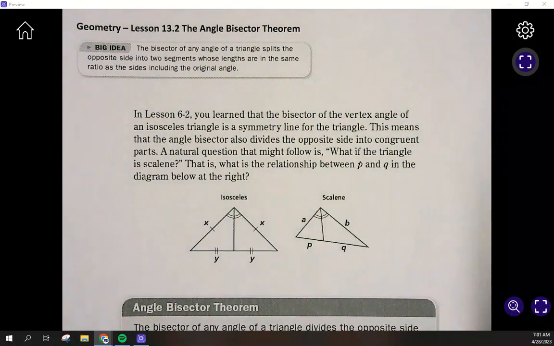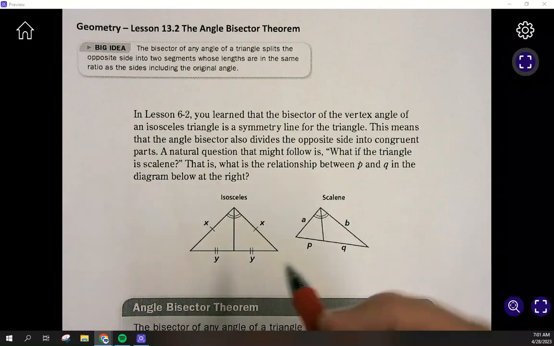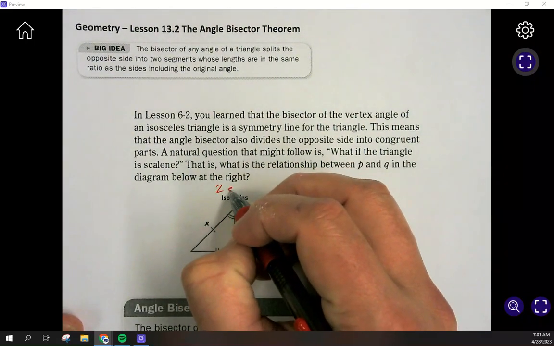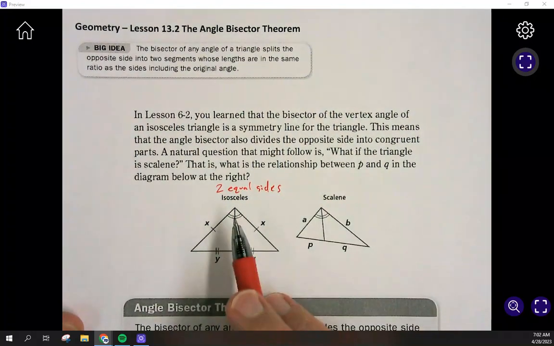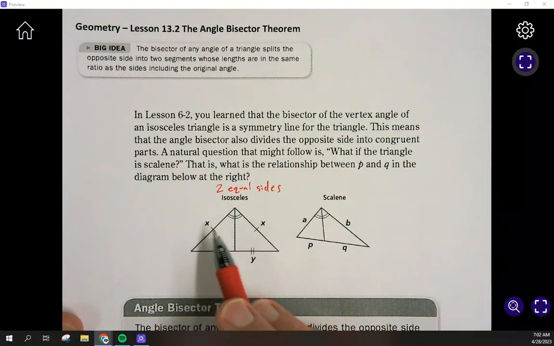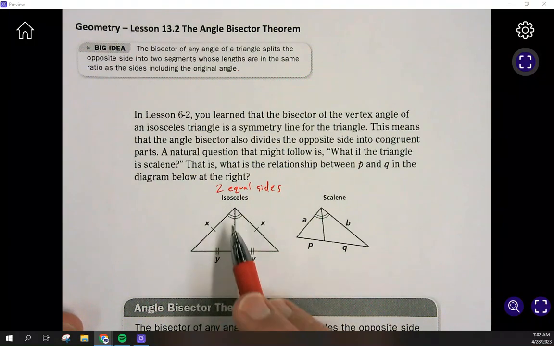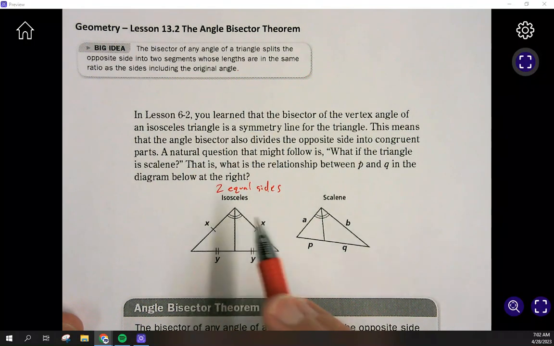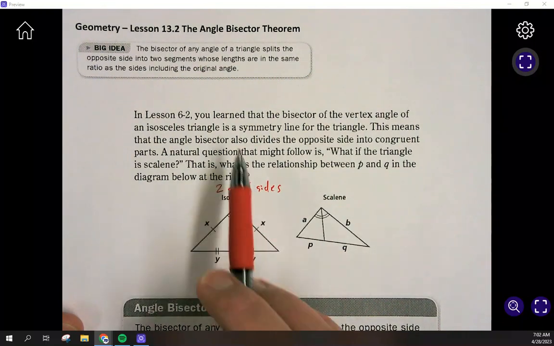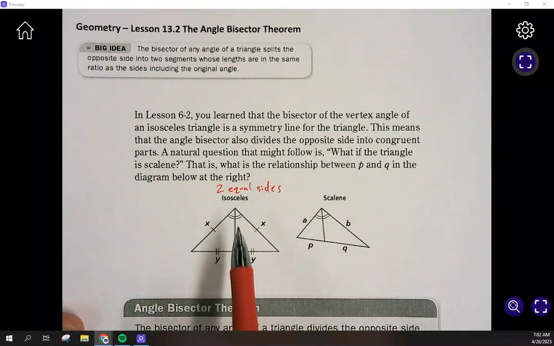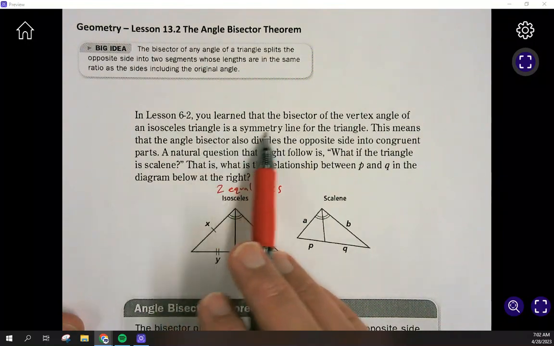So in lesson 6.2, you learned that the bisector of the vertex angle of an isosceles triangle, so looking at the picture on the left, we've already learned this. If you have an isosceles triangle, which remember means you have two equal sides, and the vertex angle is the angle between the two equal sides. If we draw a line that bisects that angle, cuts it into two equal pieces, the opposite side there is also cut in half.